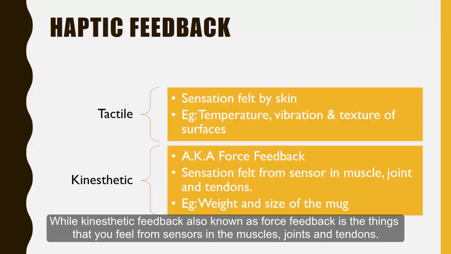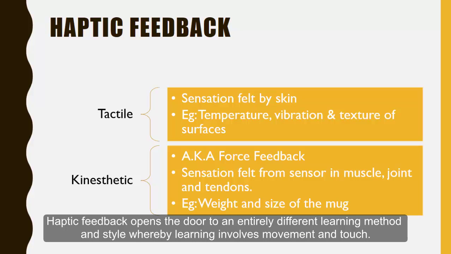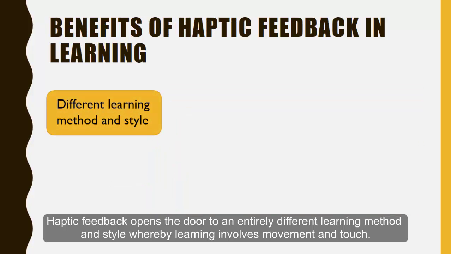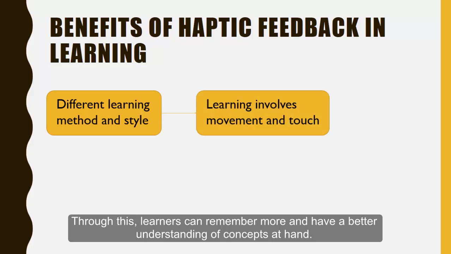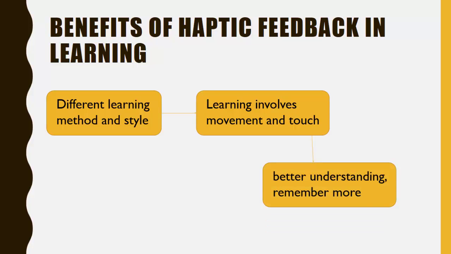While kinesthetic feedback, also known as force feedback, is the things that you feel from sensors in the muscles, joints, and tendons. Imagine we are holding a mug. Kinesthetic feedback allows our brain to approximate the weight and the size of the mug. Haptic feedback opens the door to an entirely different learning method and style, whereby learning involves movement and touch. Through this, learners can remember more and have a better understanding of the concept at hand.